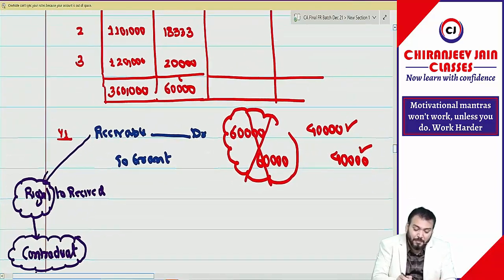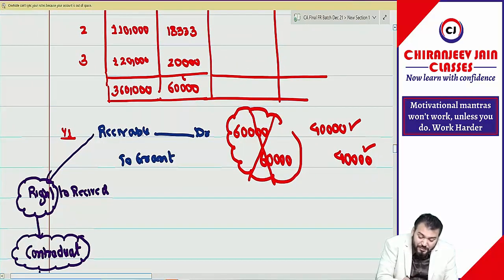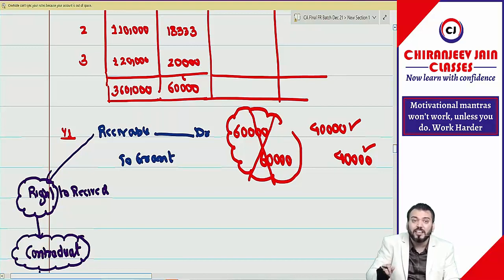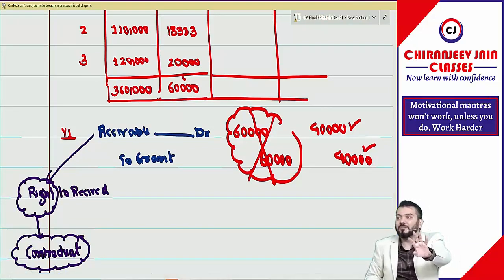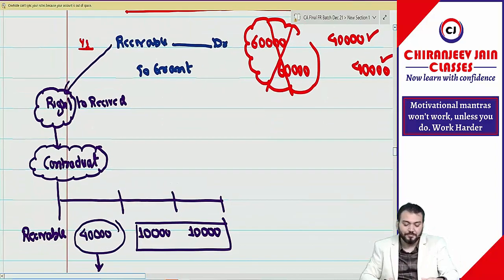My first receivable is based on contract. What is the amount to be received? Now whether this amount can be recognized or whether it cannot be recognized is based on Ind AS 20. Understood. One second.